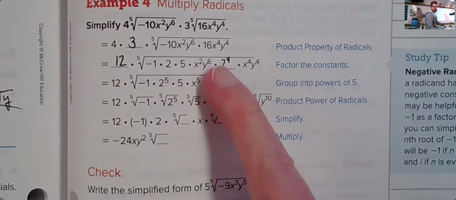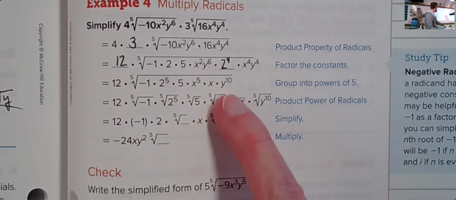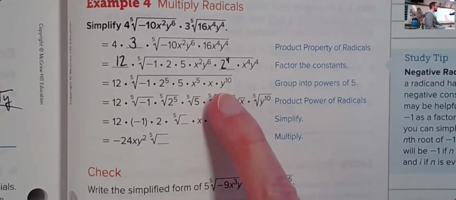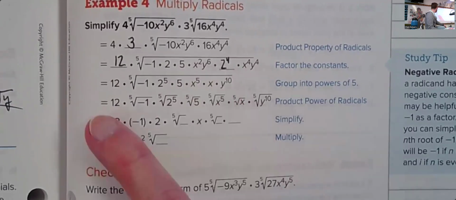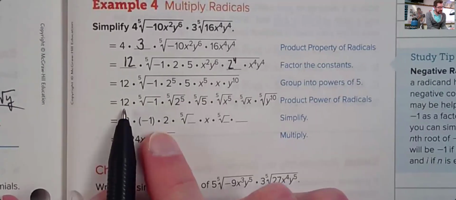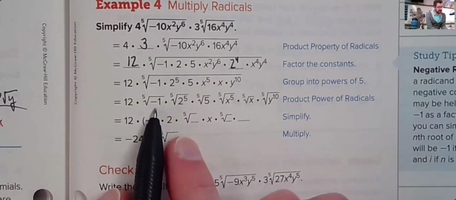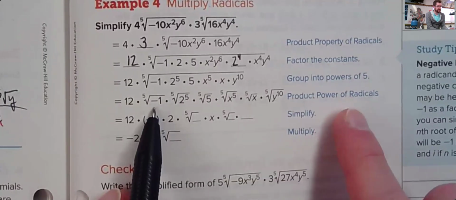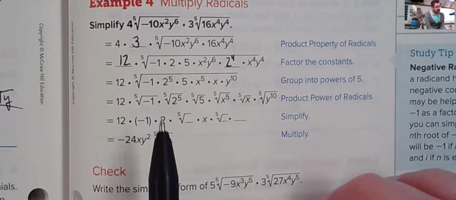With the y's, 6 plus 4 is 10. 10 is a multiple of 5, or 10 is a factor of 5, which means it will cancel out with the index out here. So we're basically just doing the same thing we did on Friday, where we're trying to group things together to make sure that we can cancel the exponents underneath with the index on the outside. And then we can group these. We got 12 times the 5th root of negative 1. So now you're going to use the product power of radicals by splitting everything apart.